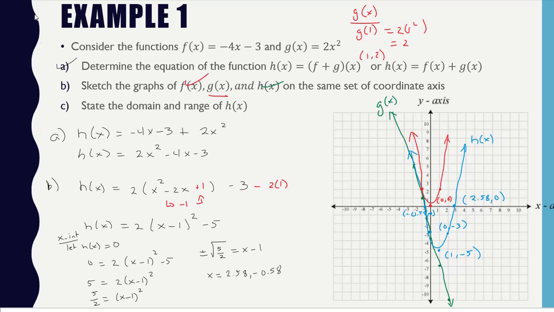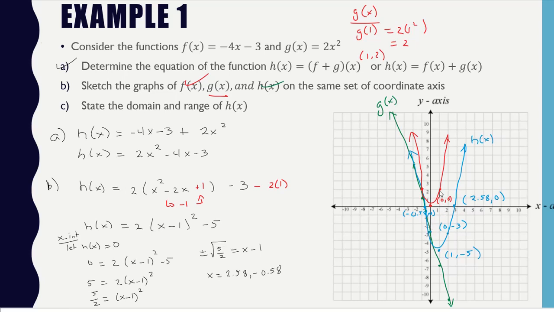Now why is that important? Well, when we're adding, we're literally adding the heights. So if I look at the y-intercept, that might be the easiest place here. My green graph was at -3. The red graph was at 0. So -3 plus 0 is -3. So that's why h of x is at -3.